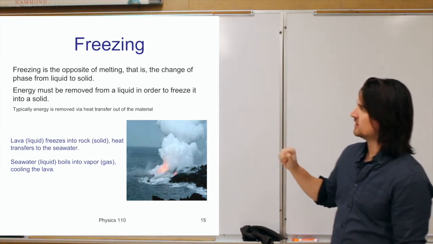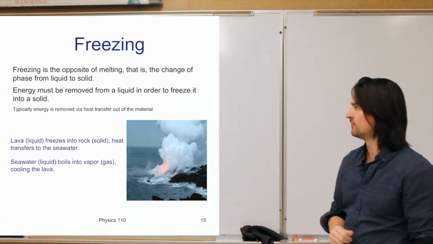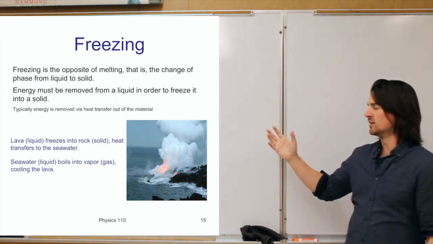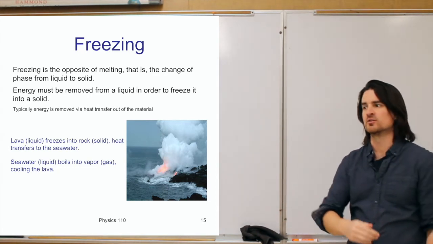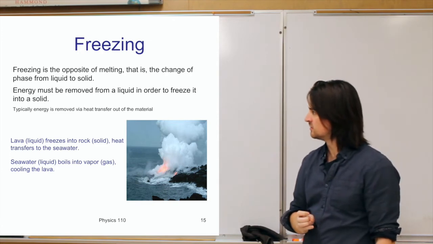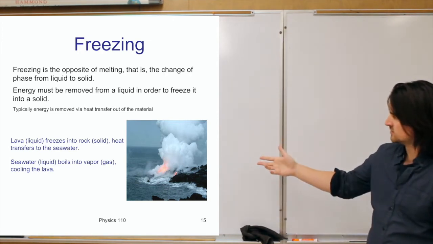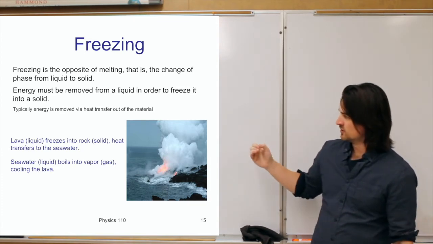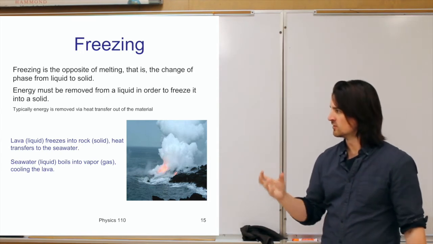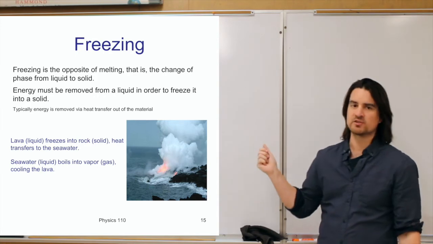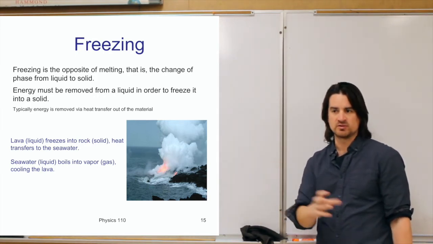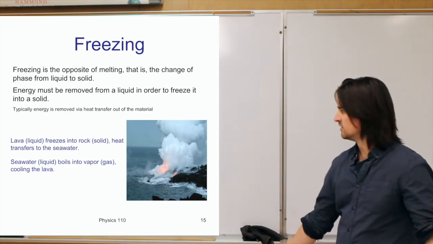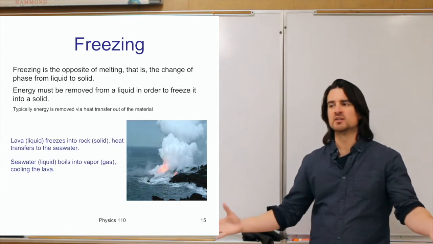The opposite of that would be a liquid converting to a solid, otherwise known as freezing. And again, energetically, the process is the opposite too. Energy needs to be removed from a liquid in order to convert it to a solid. So an example of this is, say, lava. Lava is molten or liquid rock. It'll freeze. It'll go from its liquid lava form to solid rock when it transfers a bunch of heat into the ocean, the seawater. So you have a liquid, this lava, it hits the seawater, it transfers a ton of heat to the seawater. So you remove a bunch of energy from that liquid, and it forms a solid.